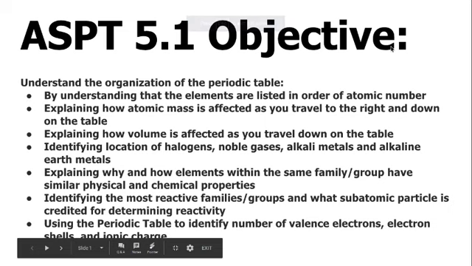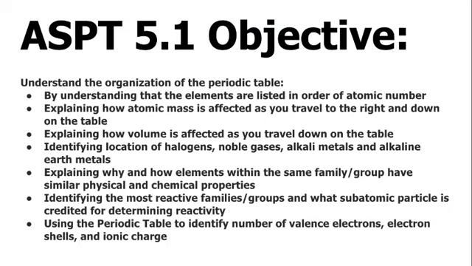All right, so ASPT 5.1, the biggest objective that we have in this unit, and honestly the most impactful for your chemistry knowledge, because we're looking at how the periodic table is organized, and based on this information is going to give you a ton of information about the electron shells and all that kind of stuff, and how many valence electrons and what kind of ion it creates. I mean, this is the objective. If you need to master anything, you need to master this objective.